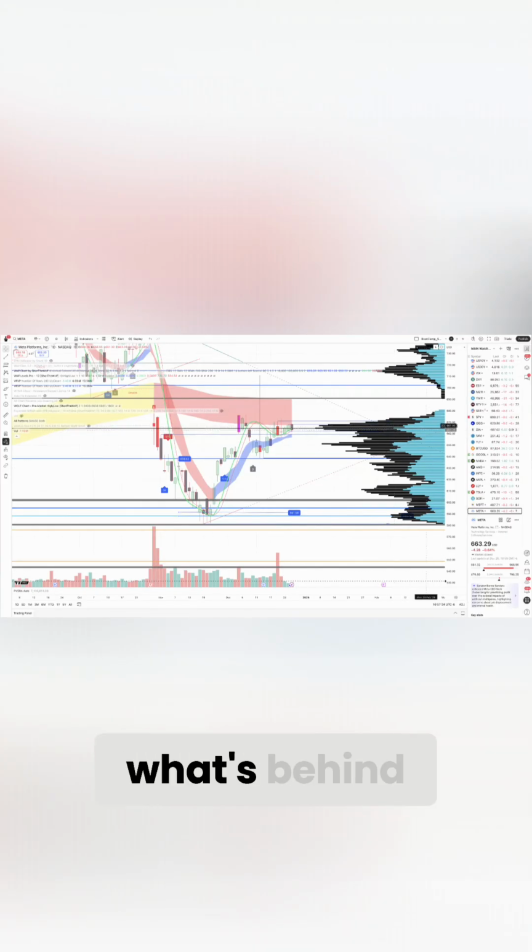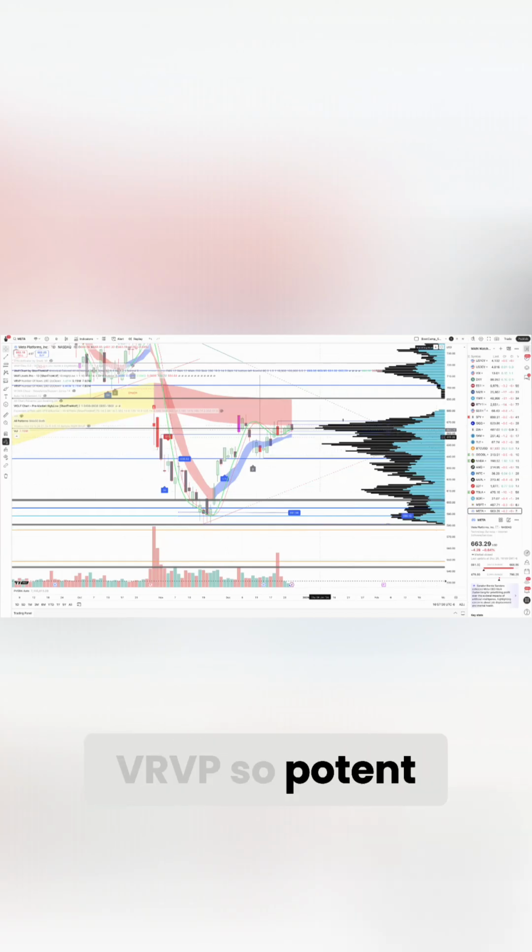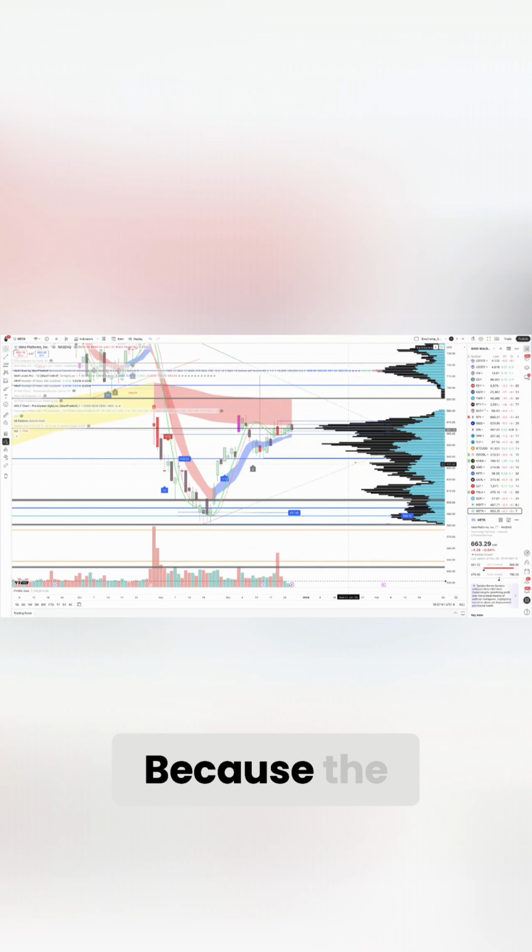Over here, what's behind this? Price. So why is the VRVP so potent and important? Because the VRVP shows you not when volume came in, but at what price they came in with volume. At what price were they buying heavy? Where is the liquidity sitting, and where is no liquidity? So where in the chart can a stock just explode up or drop down really fast?